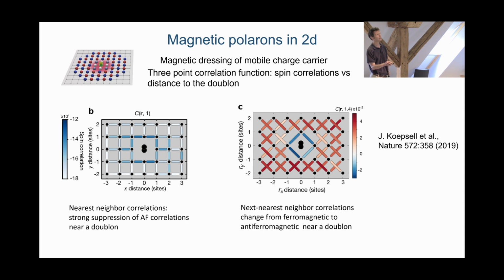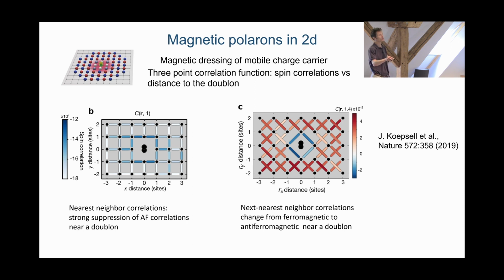Therefore, fundamentally, it is a three-point correlation function, which includes one charge and two spin operators. And if we look at nearest neighbor correlations, what we see is that far away from the doublon we get strong antiferromagnetic correlations, which are somewhat suppressed in the vicinity of a doublon. And that is natural because, as we said, while the doublon moves around, it reshuffles spins.